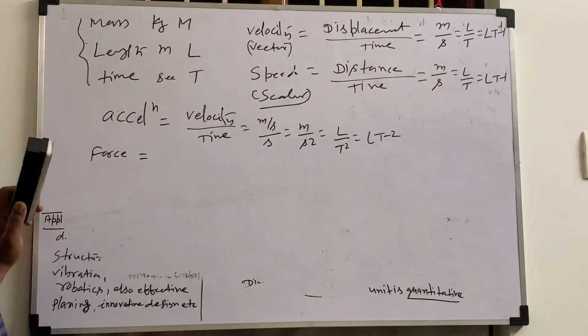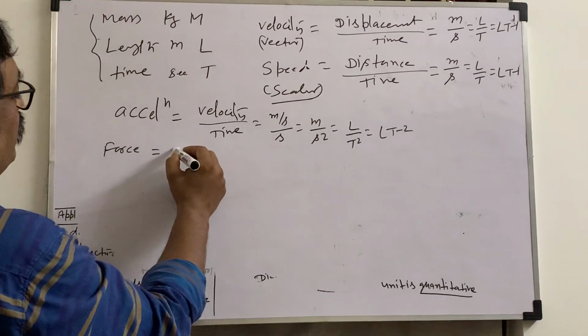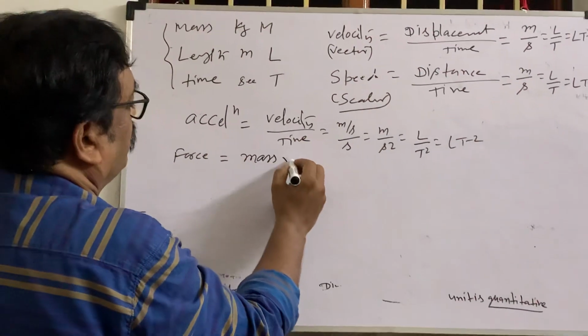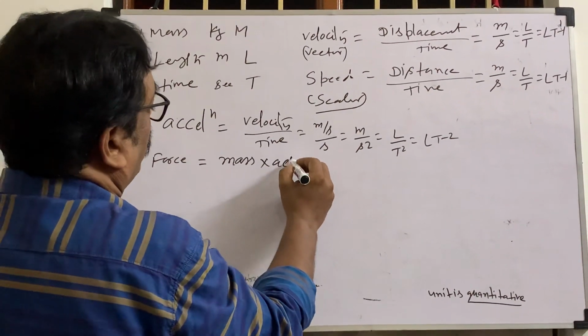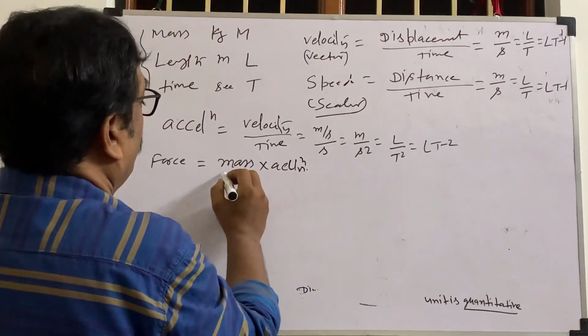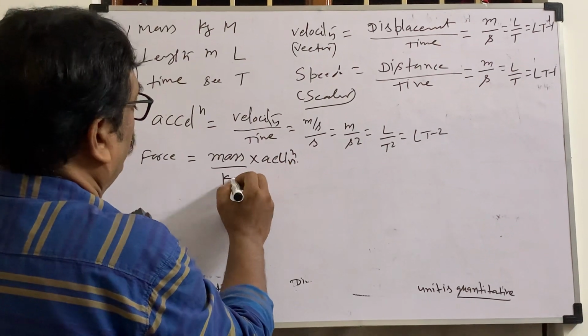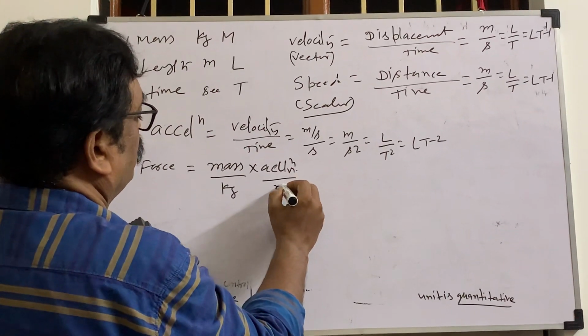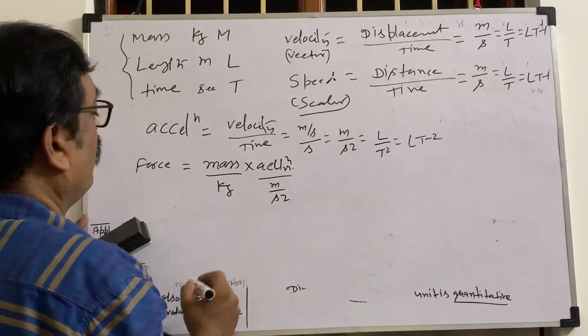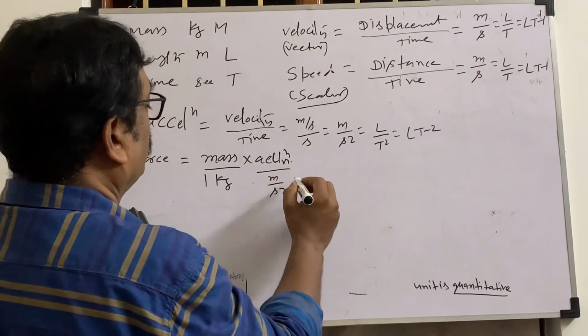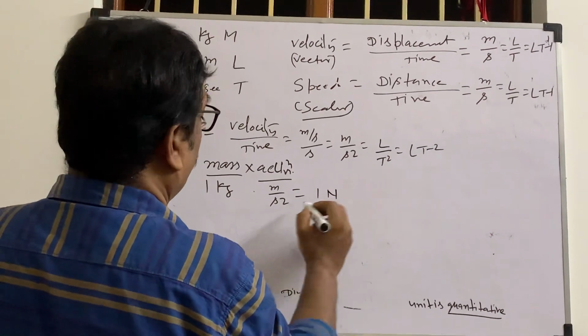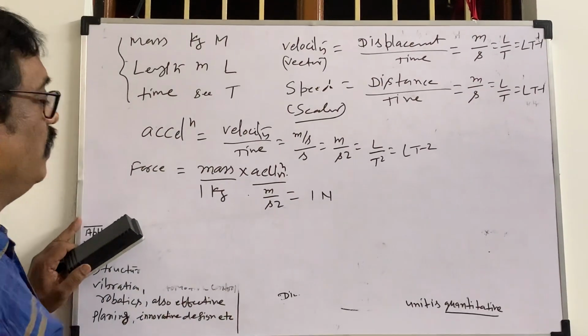First you analyze the force. Force is nothing but mass into acceleration. Mass unit is kg. Acceleration unit is meter per second square. So 1 kg meter per second square is known as 1 Newton.